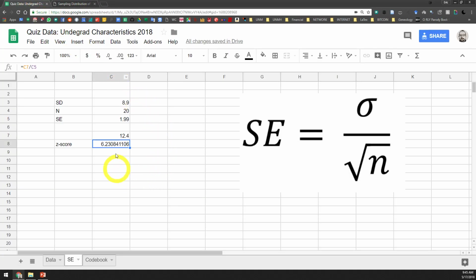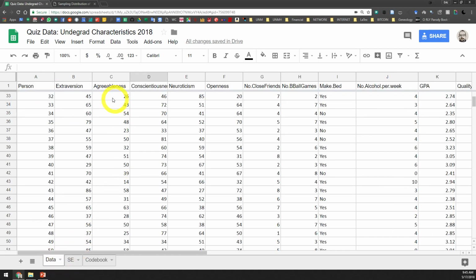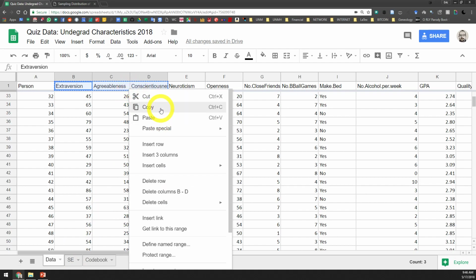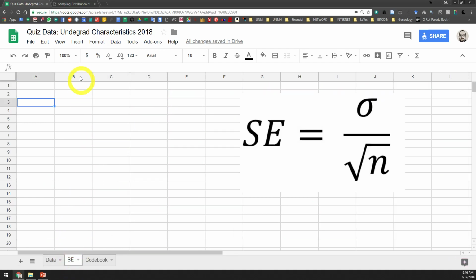All right, so now I want to show you how to calculate the standard error based on the data in the undergrad statistics characteristics data set. So we're going to go back to the data. Let's copy the first three Big 5 personality factors variable names. Control C, or we can just go up here and click copy, and then we're going to go to the standard error worksheet that I created. We're going to put those variables, actually we'll move them over one, we'll put them here.